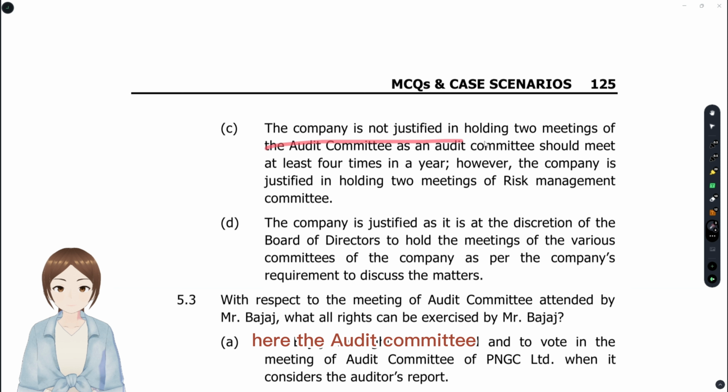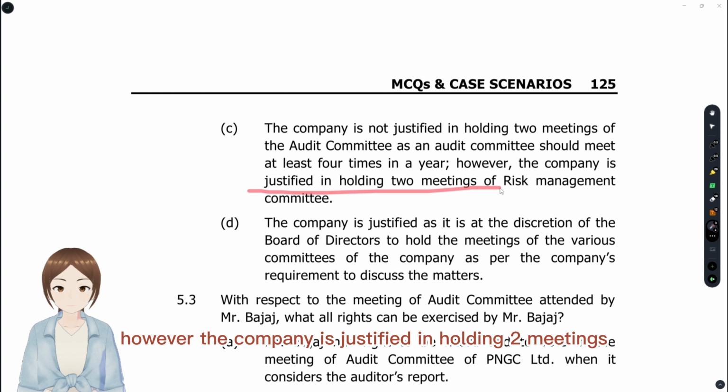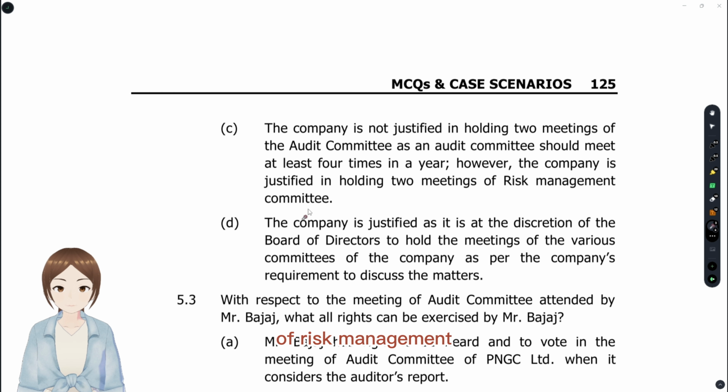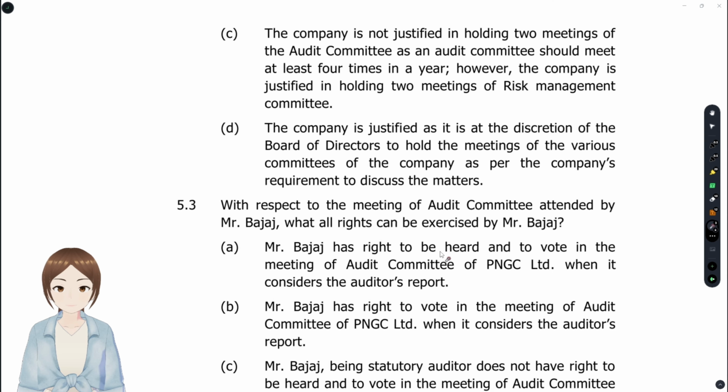The company is not justified in holding 2 meetings of the audit committee. It should meet at least 4 times. However, the company is justified in holding 2 meetings of the risk management committee. Here comes the "at least" part: at least one meeting, but it could meet more than once. So option C is the most appropriate answer.